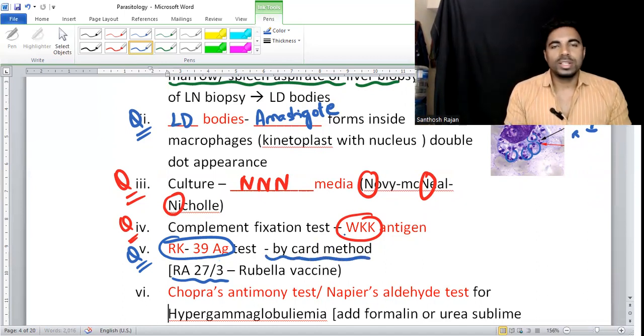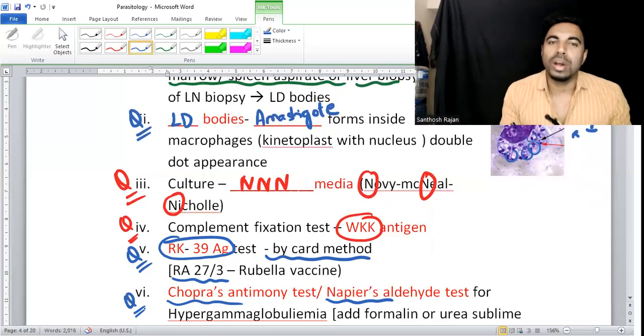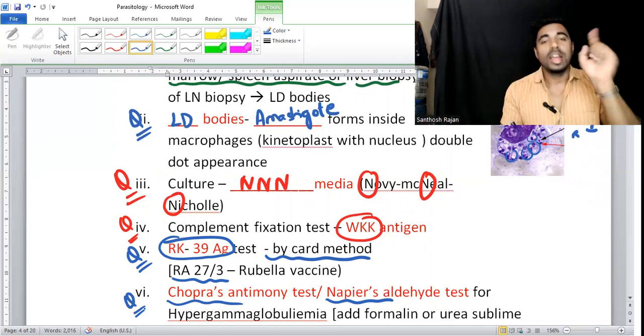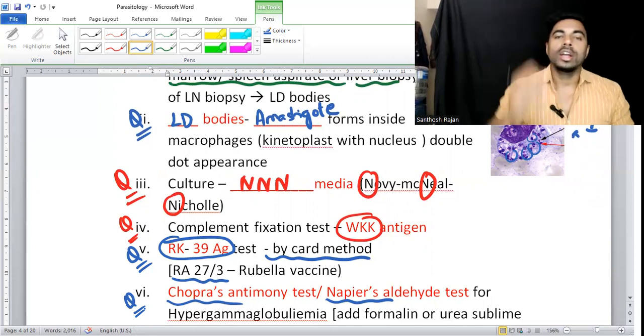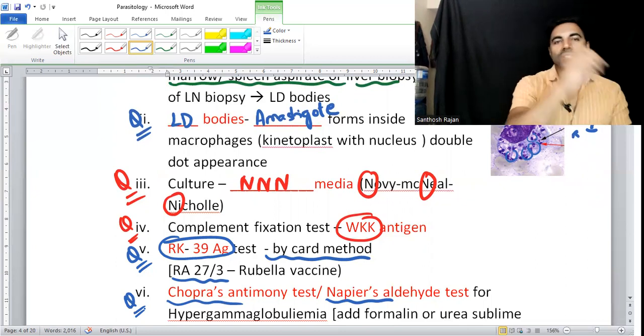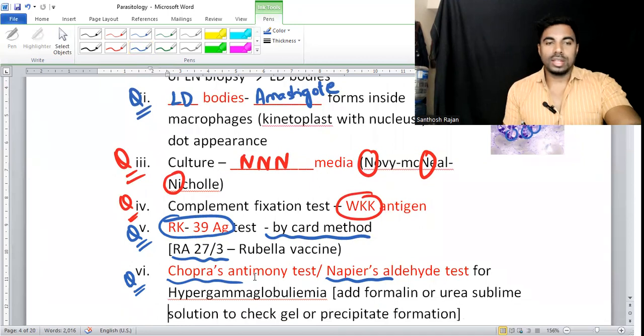Complement fixation is WKK, and Chopra's test or Napier's aldehyde test are also other tests. They are used for checking hypergammaglobulinemia because hypergammaglobulinemia is very characteristic in Kala-azar. So gamma immunoglobulins go high, antibody production goes high. To detect that, we do Chopra's antimony test or Napier's aldehyde test. Okay, sorry. That means usually what happens?